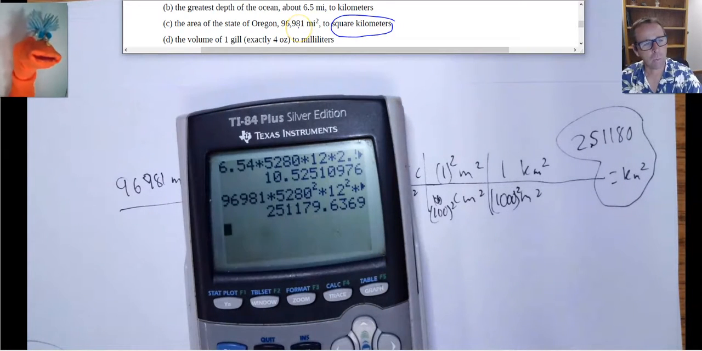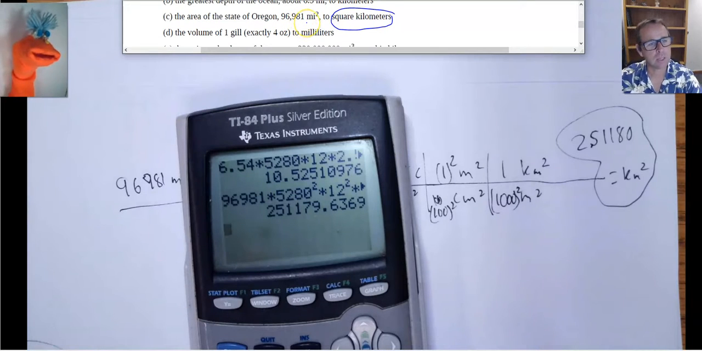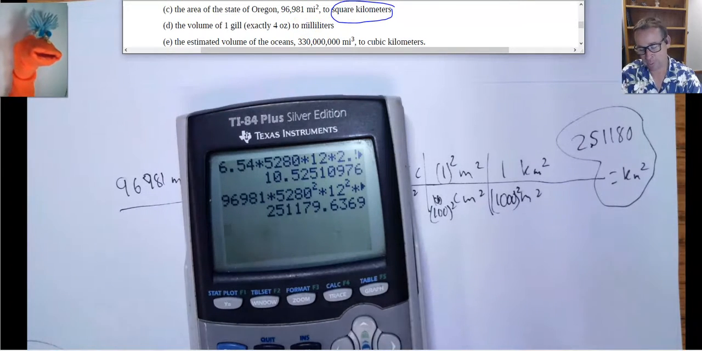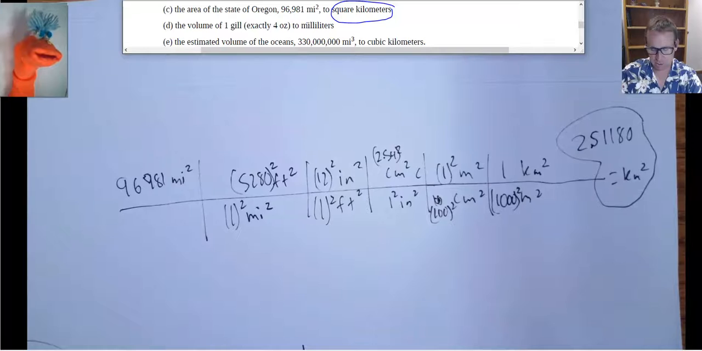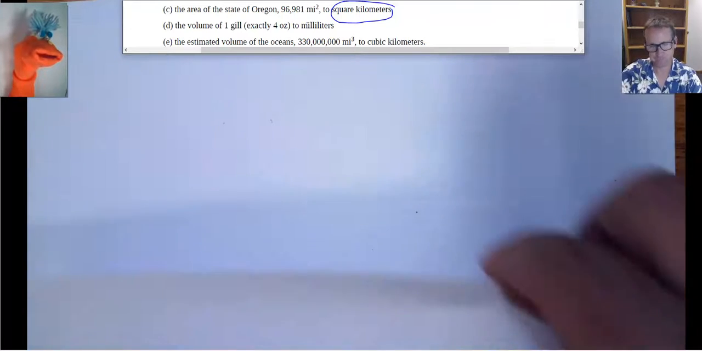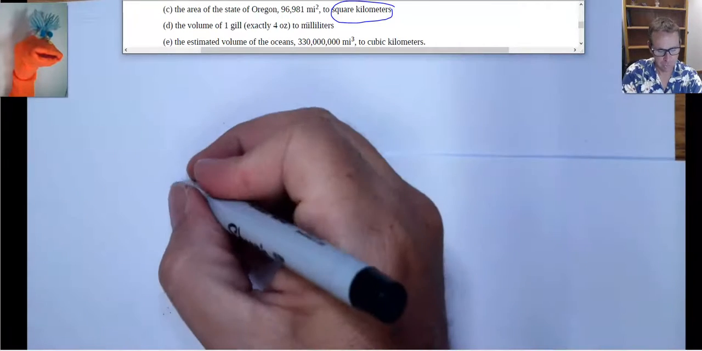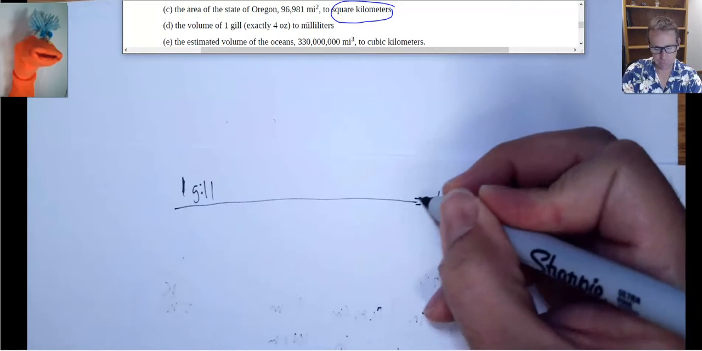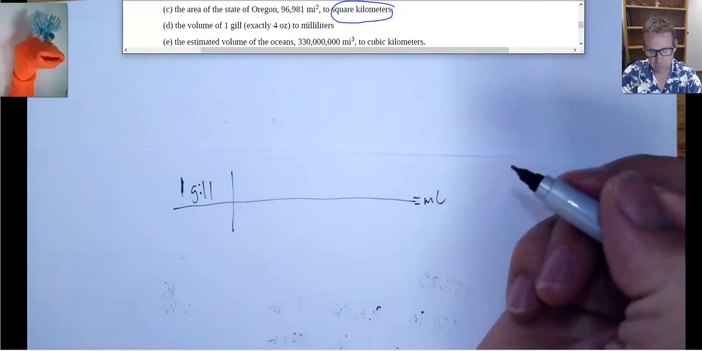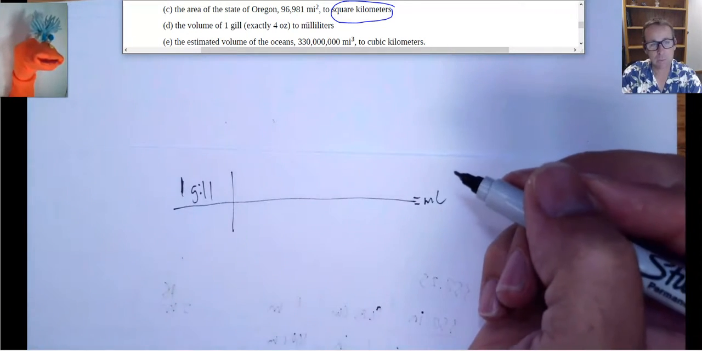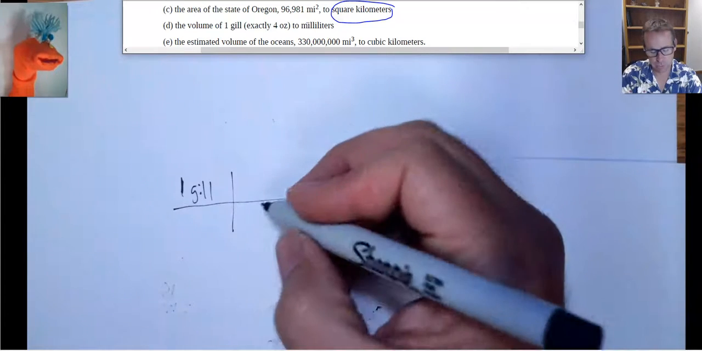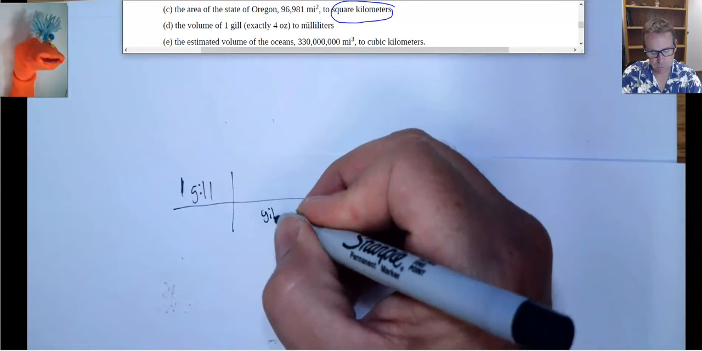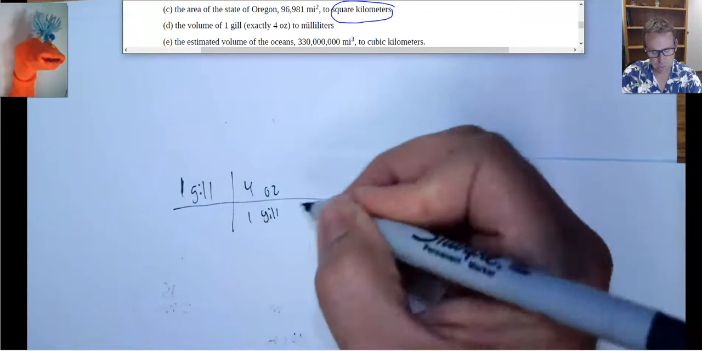Okay, 1 gill. I've never heard of a gill. 4 ounces to milliliters. All right. So if I go from gills to milliliters, 1 gill to milliliters. I'm told that 1 gill is how many ounces? 4 ounces. So a gill to ounces, 4 ounces for a gill.